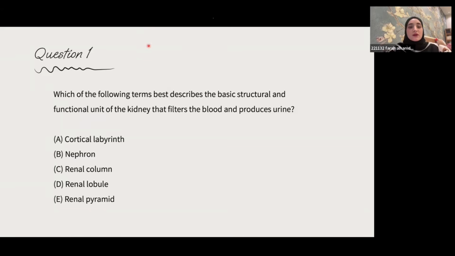It is B, the nephron. Which of the following terms best describes the basic structural and functional unit of the kidney that filters blood and produces urine? It is the nephron. The nephron is the functional unit of the kidney. These are the structures that are doing the function of the kidney, which is urine formation and filtration and so on.